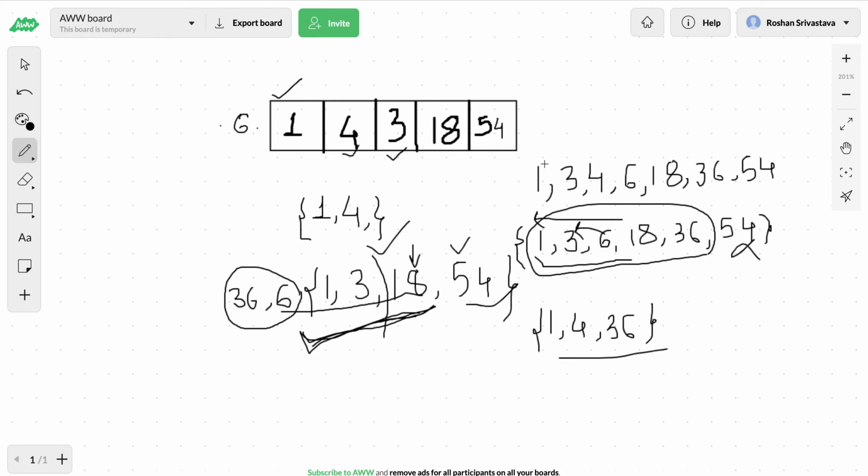Similarly, we could have just picked 1 and 6, and then we can just go ahead with 1, 6, 18, 36, 54, but we can see that there is a better answer than that. So this is the way we can start generating our subset.